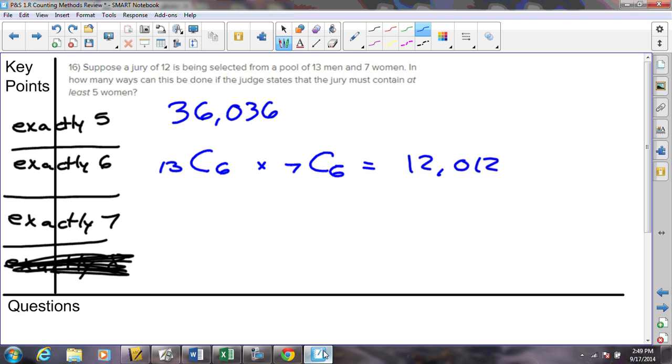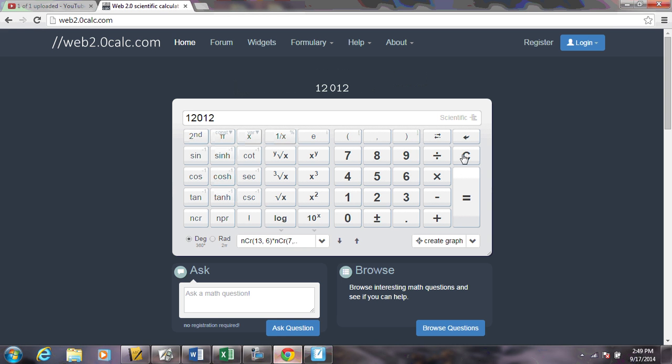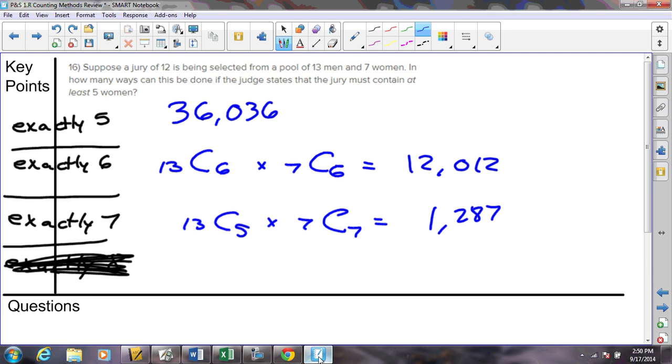Now, how many ways are there to get exactly 7 women? Well, there are still 13 men, but if we pick 7 women, that means there are 5 men, and it means we're picking all 7 women. So coming back to the calculator, 13 men picking 5, 7 women picking 7, and when we multiply that out, 1,287 ways to get different juries with exactly 7 women. So we have exactly 5, exactly 6, exactly 7, and we know for exactly 8, 9, 10, 11, 12, there are none, because there aren't enough women.